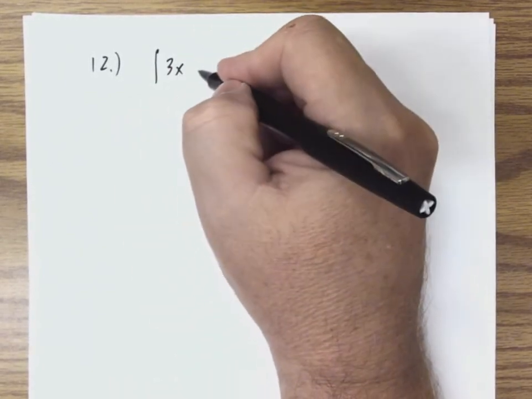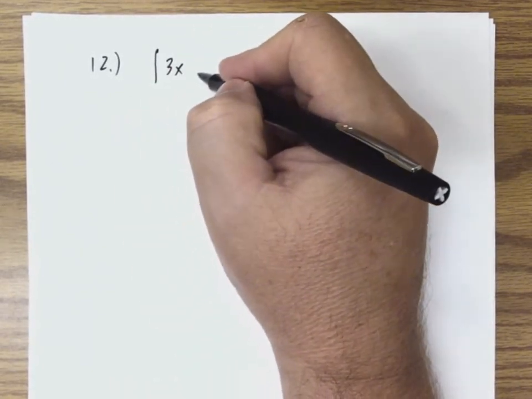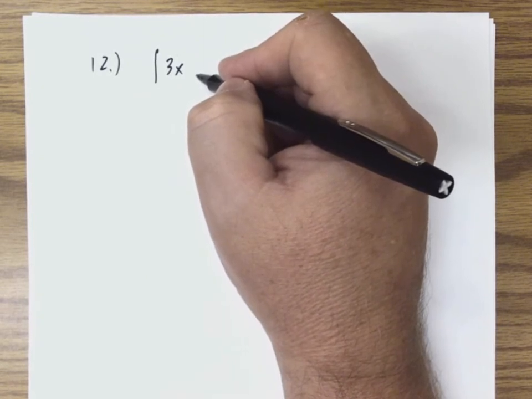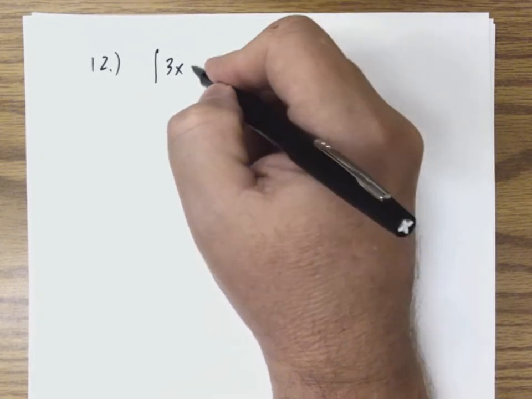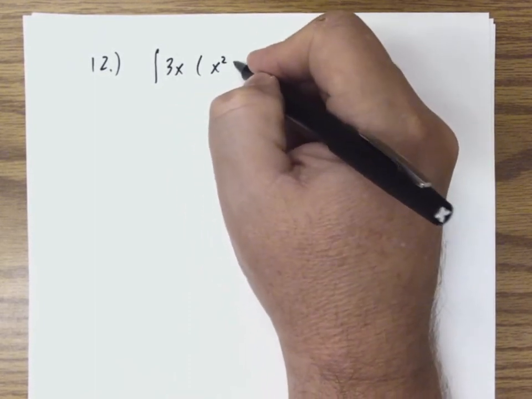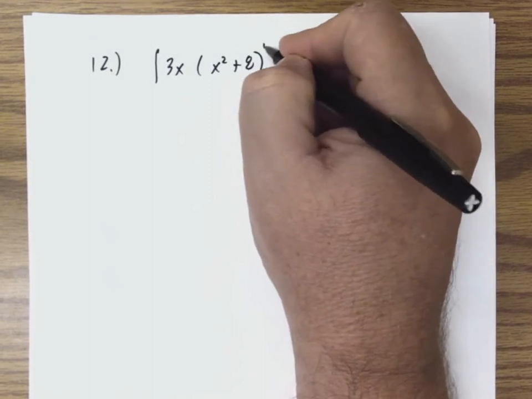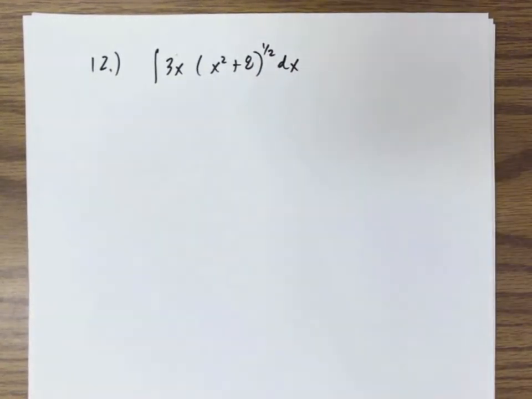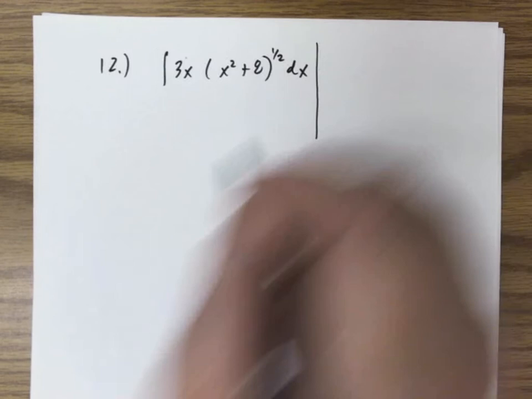Integral of 3x over the square root of x squared plus 8. If you're looking at your review, just to save time, let me convert that to a rational exponent. We almost always do that. Once again, pretty messy. I don't have any rule that really applies to this, so I probably need to try substitution.